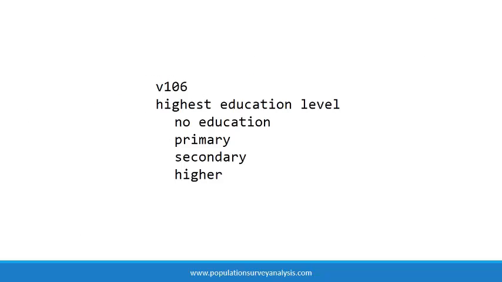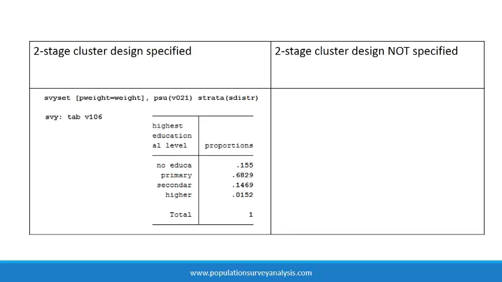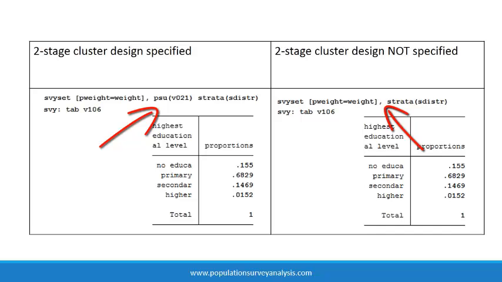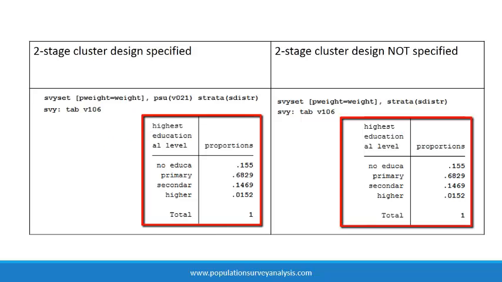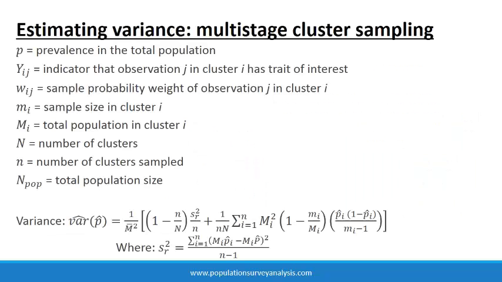Rwanda 2010 DHS sample. Whether we correctly specify the two-stage cluster design with a survey set statement, or run statistics without specifying the two-stage cluster design, the mean proportion of women at different levels of education remains the same. Cluster sampling only affects variance estimates.